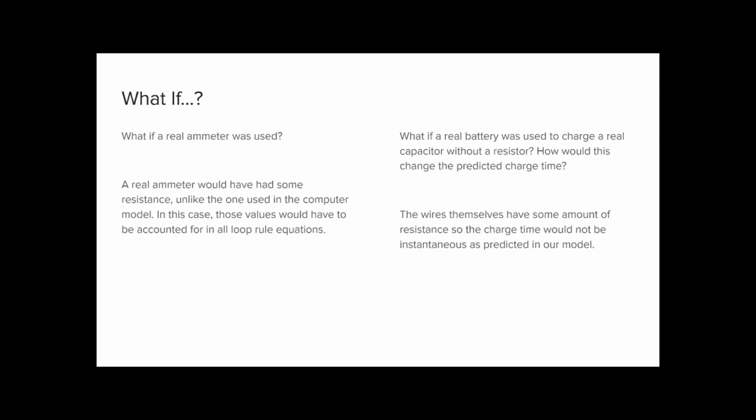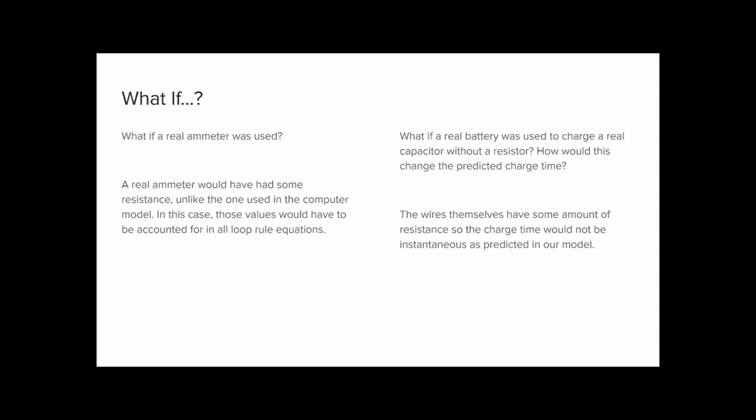And then we also had 2 what-if questions. What if a real ammeter was used? A real ammeter has some amount of resistance. Unlike what we saw in our computer model, where we set the resistance for an ammeter to 0, in this case we would have to include the ammeters in all of our loop rule equations, and we'd probably get lower values for current.